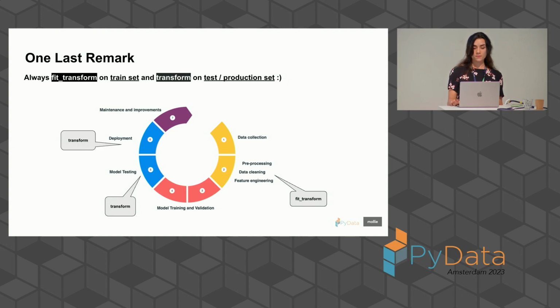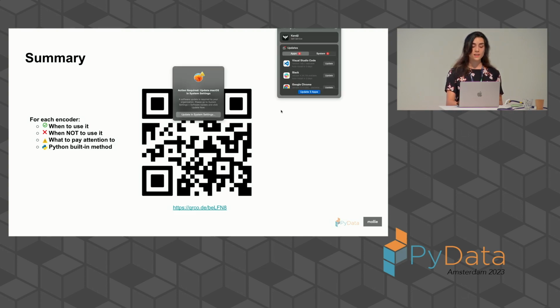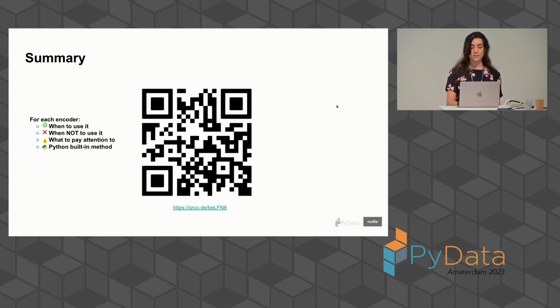So that would look like that. So that concludes my talk. Here's the QR code that I promised in the start. You can scan it, and you will end up with a summary of everything that I said: when to use the encoders, when not to use them, what to pay attention to, their definitions, also including the examples that I gave, and on top also the built-in methods where you can find them in Python.